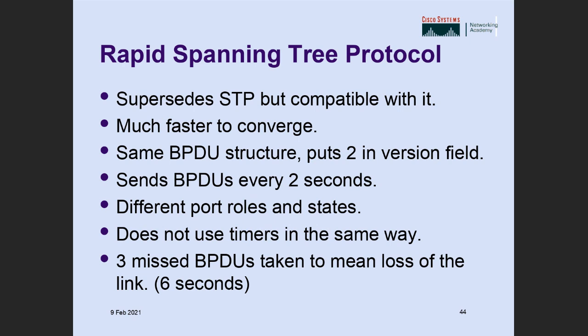Okay, rapid spanning tree protocol, it's compatible with it. Much faster convergence time. Same structure, except it just puts the number 2 in the version field, and still sends the bridge protocol data units every 2 seconds. The roles and states, we gave them different names. They do pretty much the same thing.